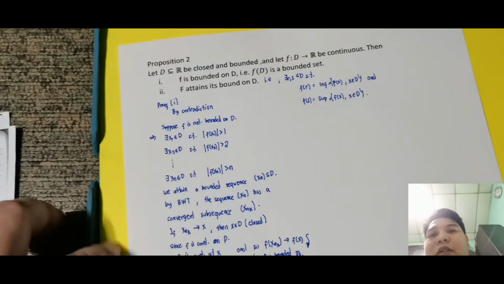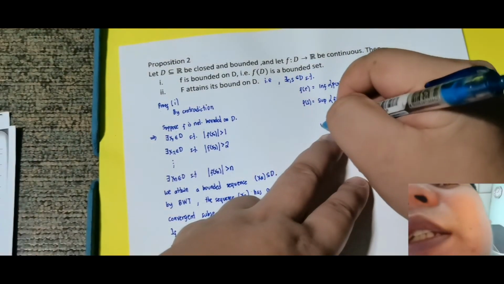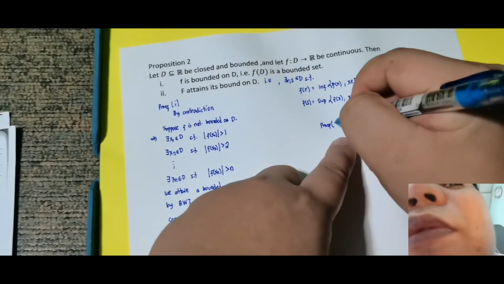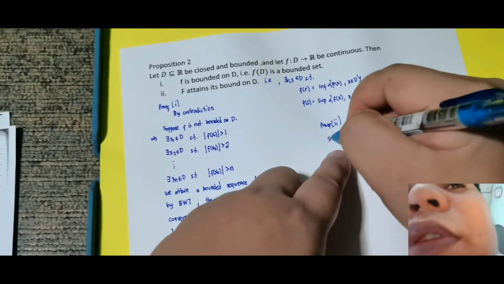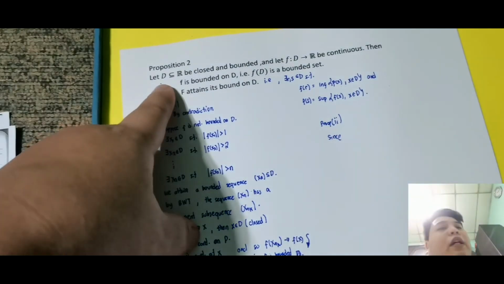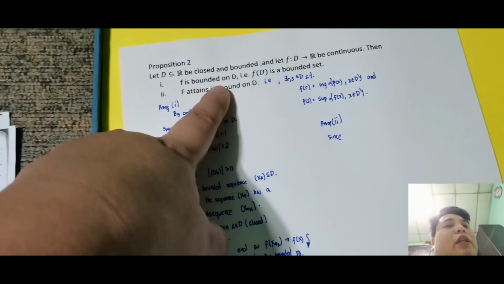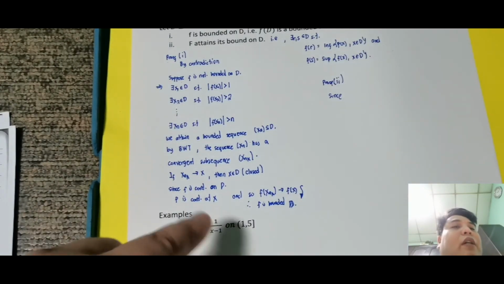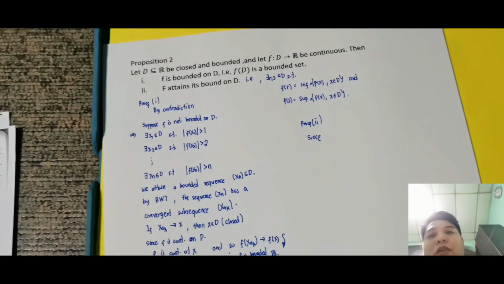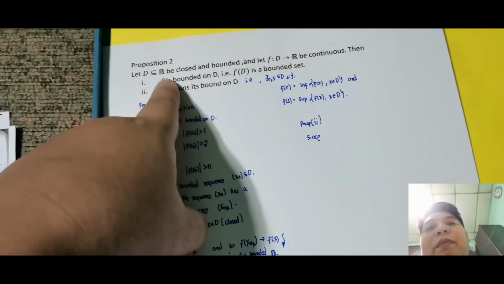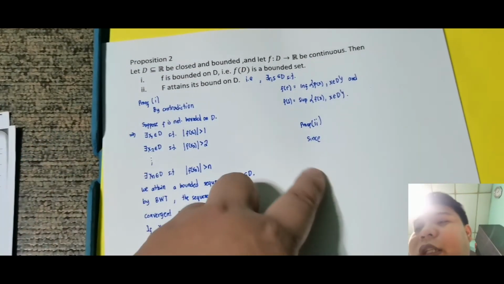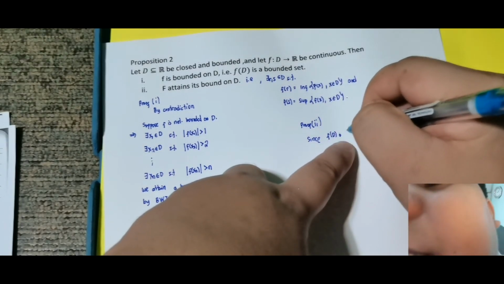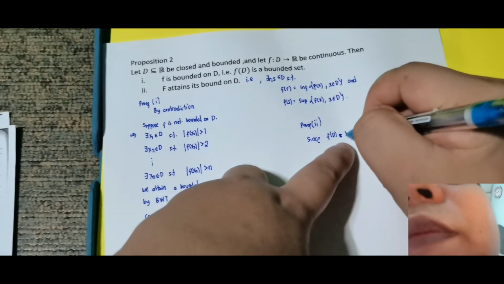Sinabi na dito, no? Yung proof lang ng 2, napakabilis lang. So kailangan na mangyari yan. So proof of 2. Okay, so unahin ko na lang. Since okay na tayo sa 1, since f is bounded on D, then f of D is bounded set. Ibig sabihin, since f is bounded, then f of D is a bounded set.